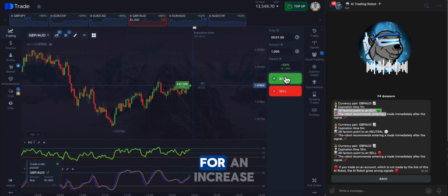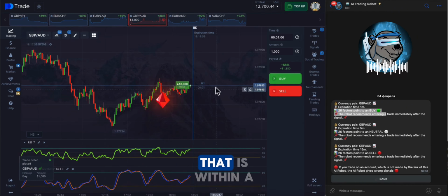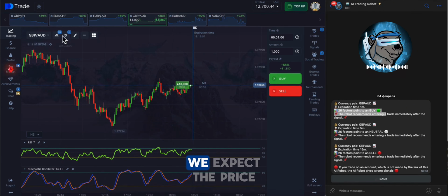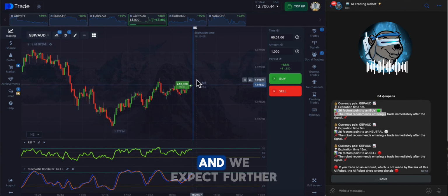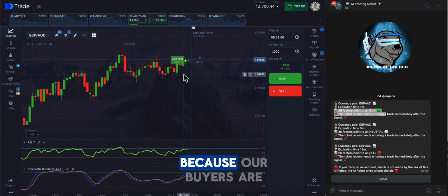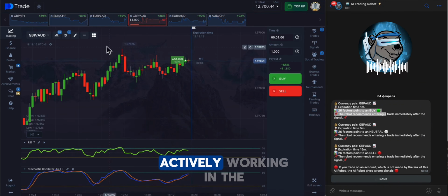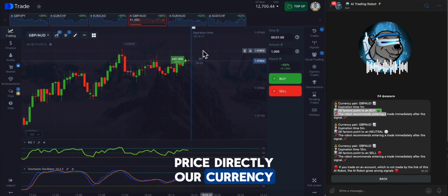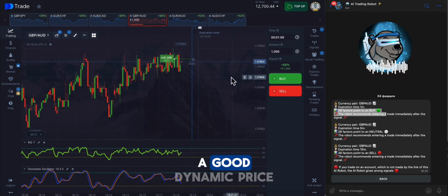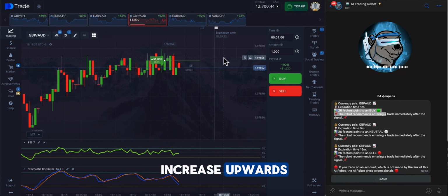We open a trade for an increase. That is, within a minute or more, we expect the price to rise. The price is currently trading in the oversold zone, and we expect further upward price movement because our buyers are actively working in the market, buying at a good price. Directly our currency pair, and we expect, of course, a good dynamic price increase upwards.